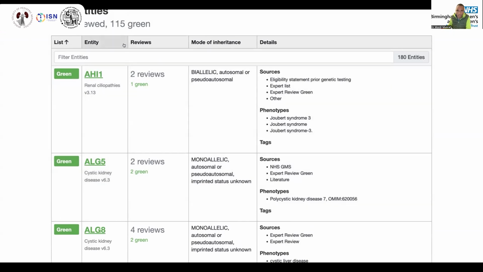The ones that are in green are the ones that have been reviewed and thought to be important to add to the panel, and it's constantly being curated. But I think if we look, we can see that there are a whole load of these genes which get tested in cystic kidney disease and the phenotypes which the patients often present with.